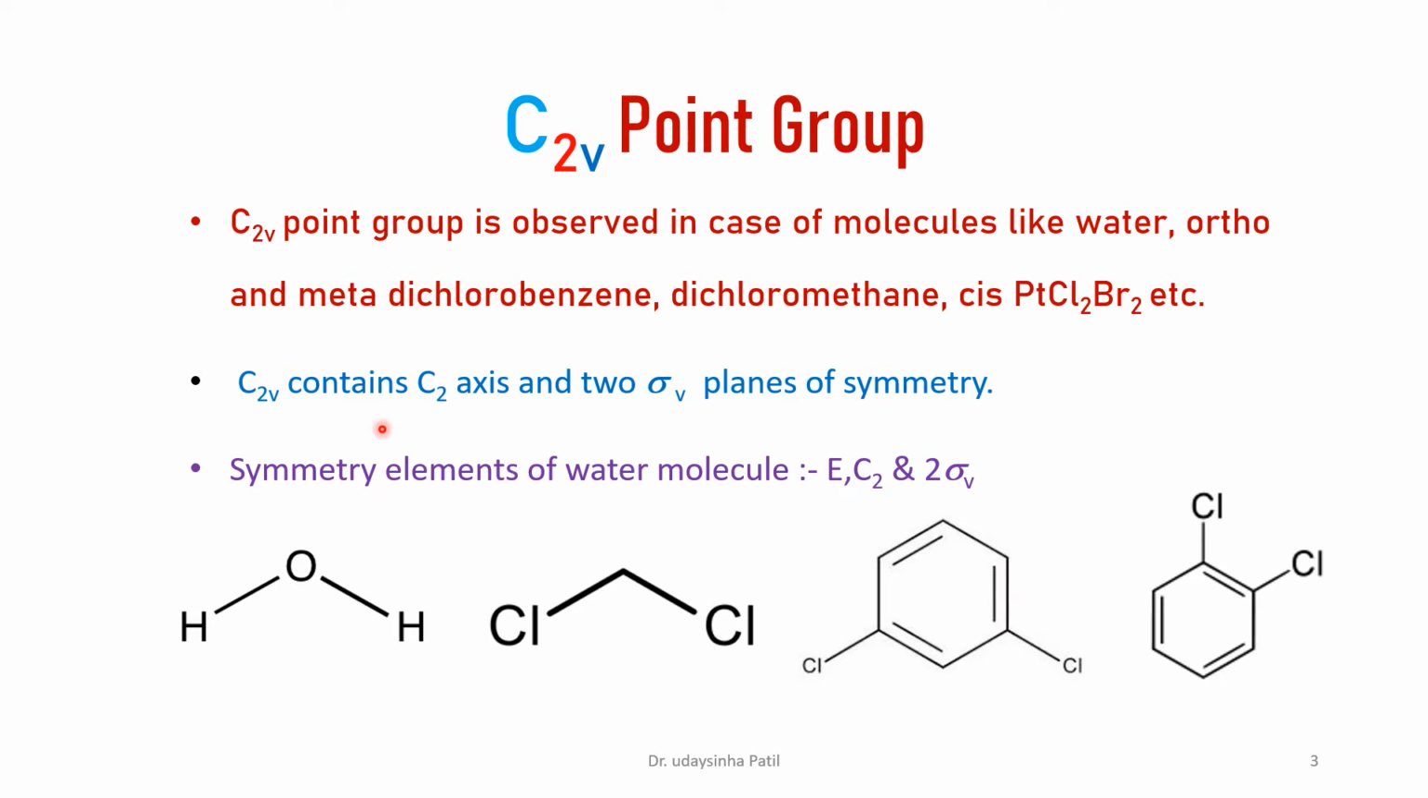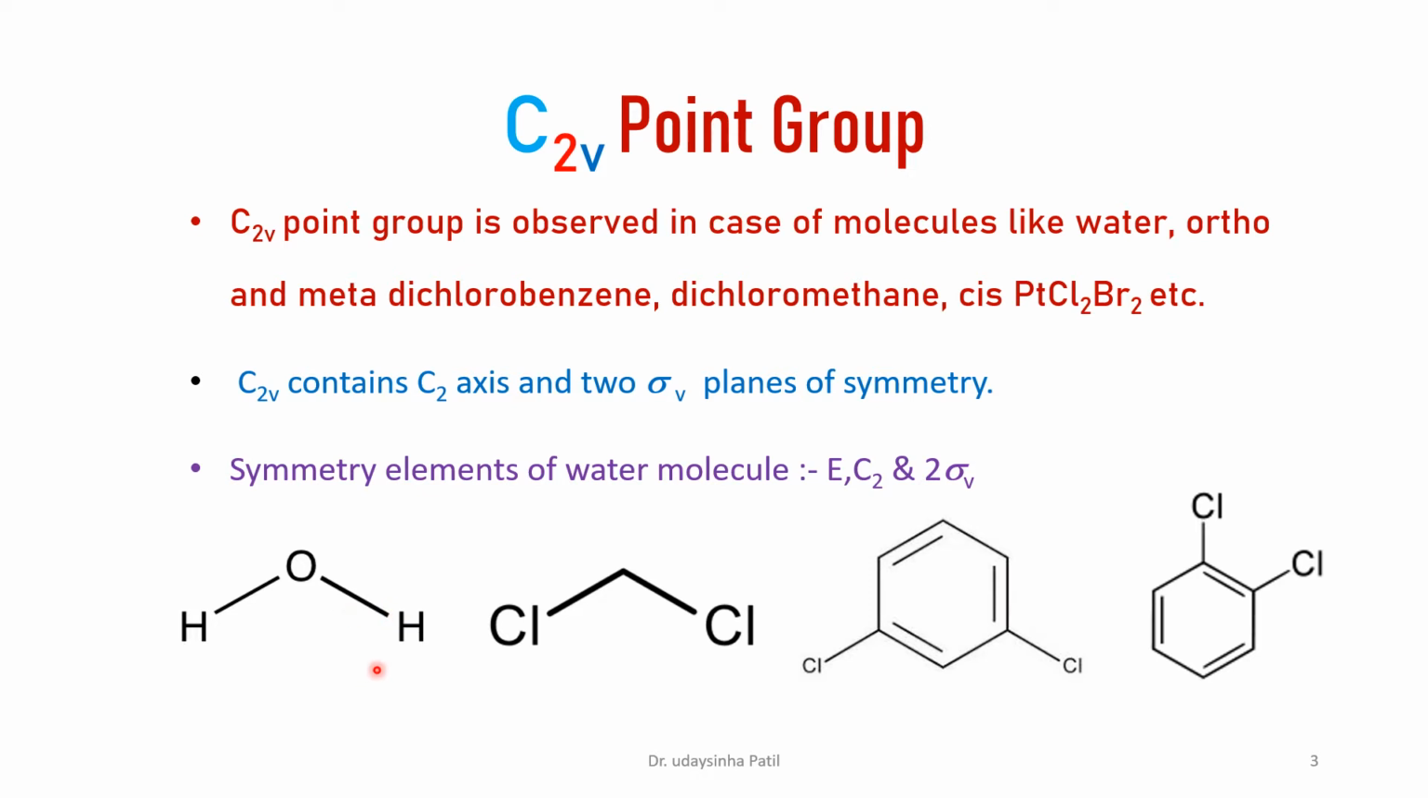The C2V point group always contains a C2 axis. This is the principal axis and the only axis for the point group. C2V contains only one proper rotational axis, and it is the C2 axis. And there are two sigma planes, vertical planes of symmetry, present. So when there is a set of symmetry elements with identity E, C2 and 2 sigma V, then we can say that the molecule belongs to the C2V point group.